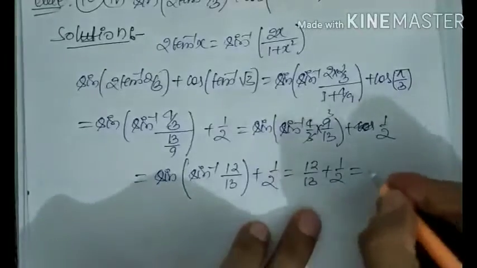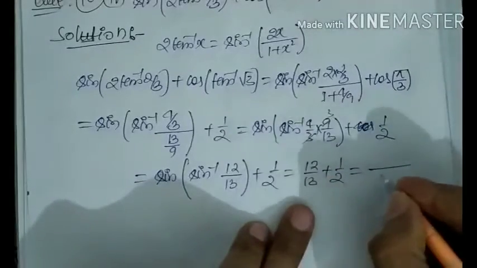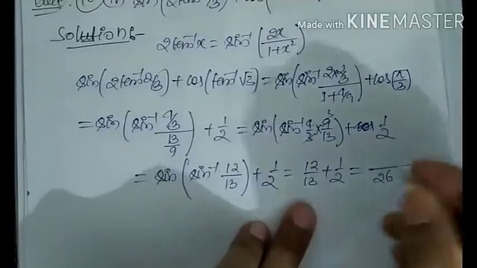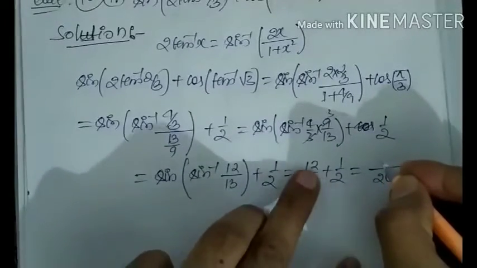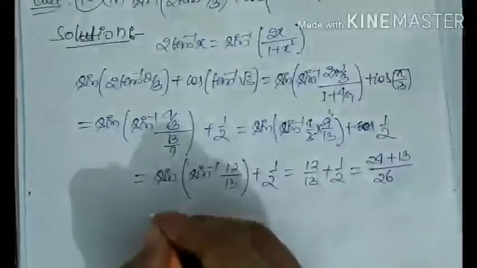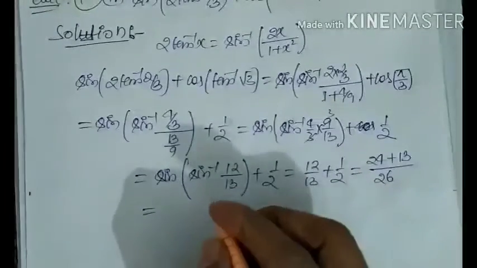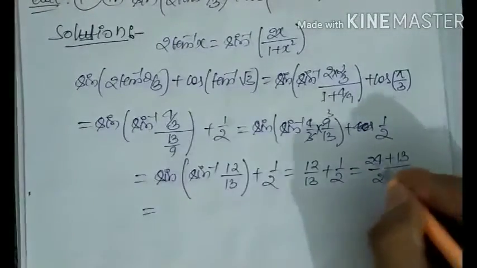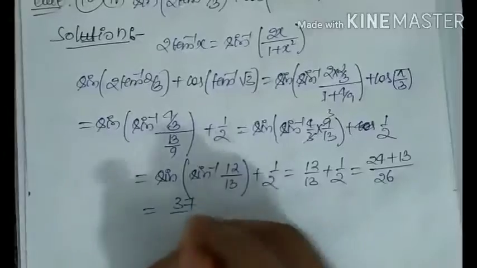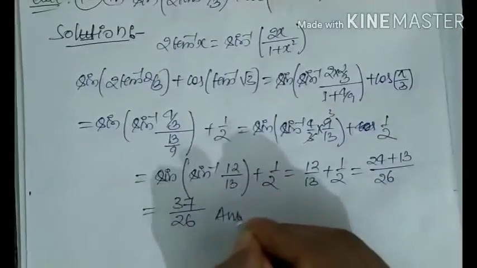And the calculation will be: here the denominator will be 26, and here it will be 12 2s are 24 plus 13, which is equal to 24 plus 13 will be 37. So 37 upon 26. This is our answer. This is the value of the given question.